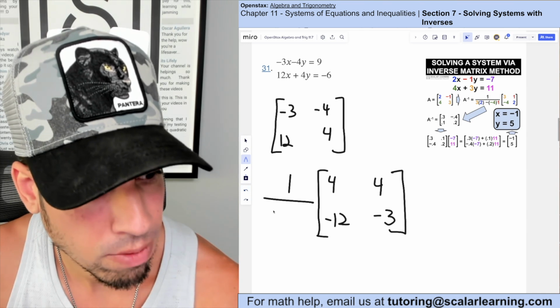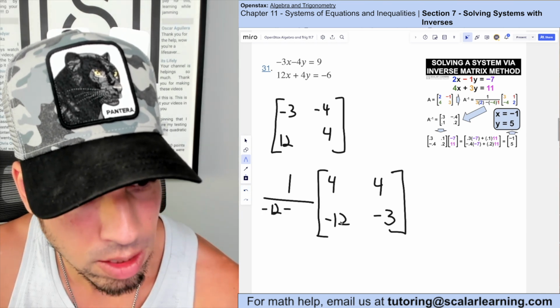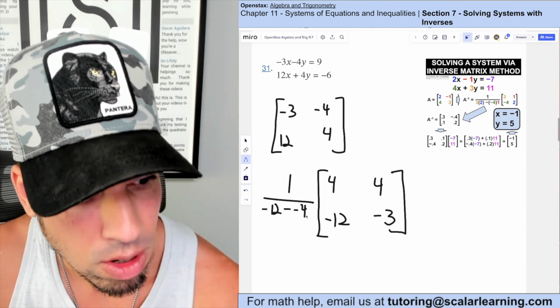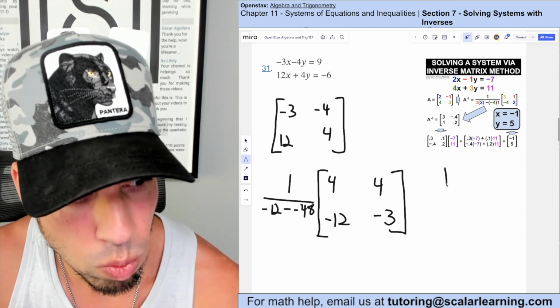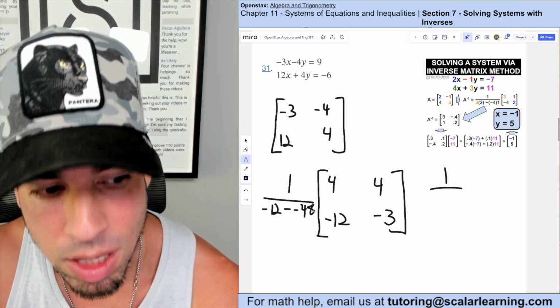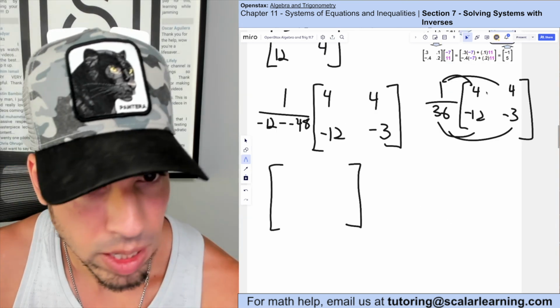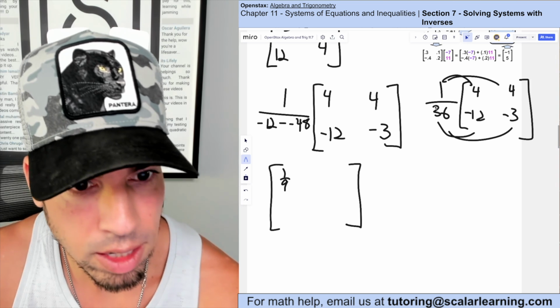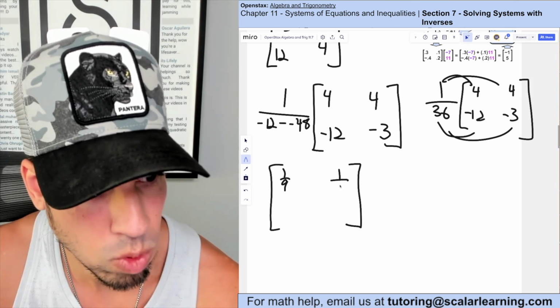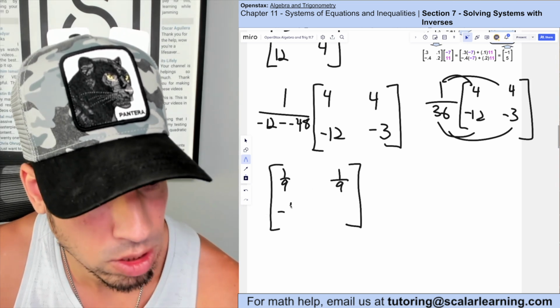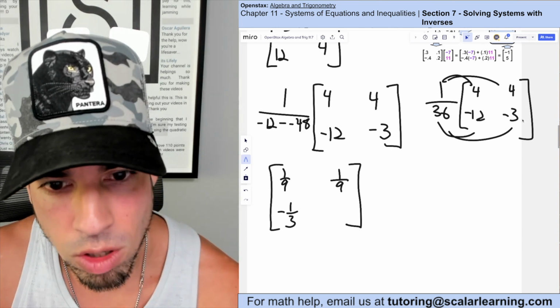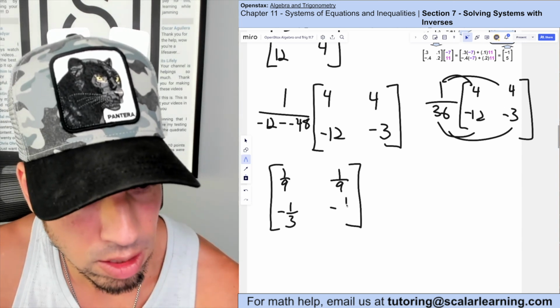So we got 4 times -3 is -12 minus -12 times 4 is -48. So that's going to be 1 over -12 plus 48 is 36. So as we distribute this in like so, we get 4 over 36, which is 1/9, 4 over 36, which is again 1/9, -12 over 36, which is -1/3, and 1 over 36 times -3, which is -1/12.